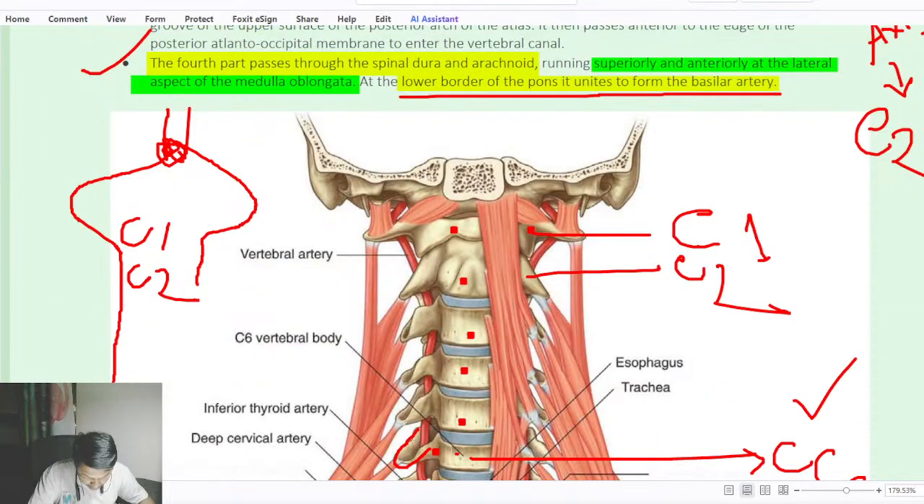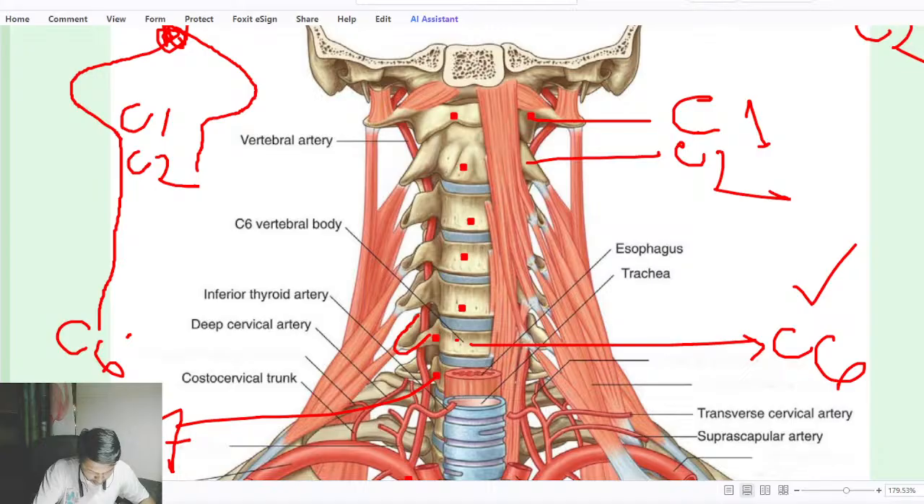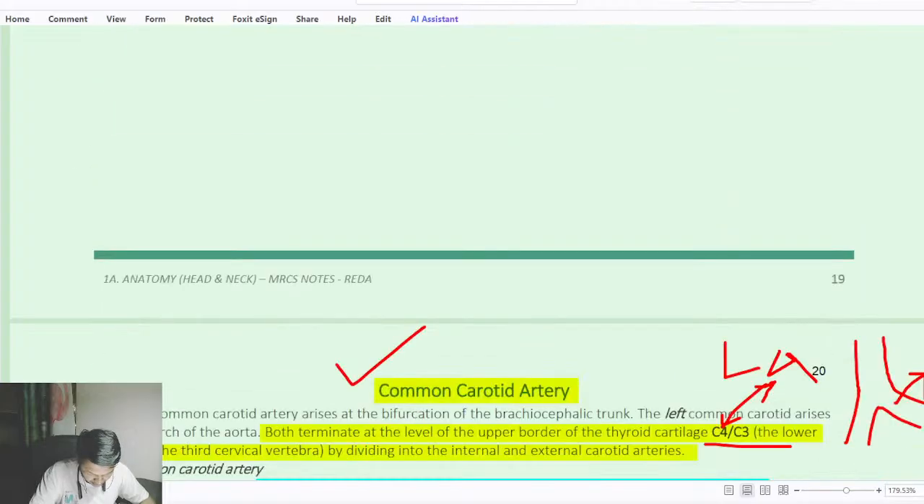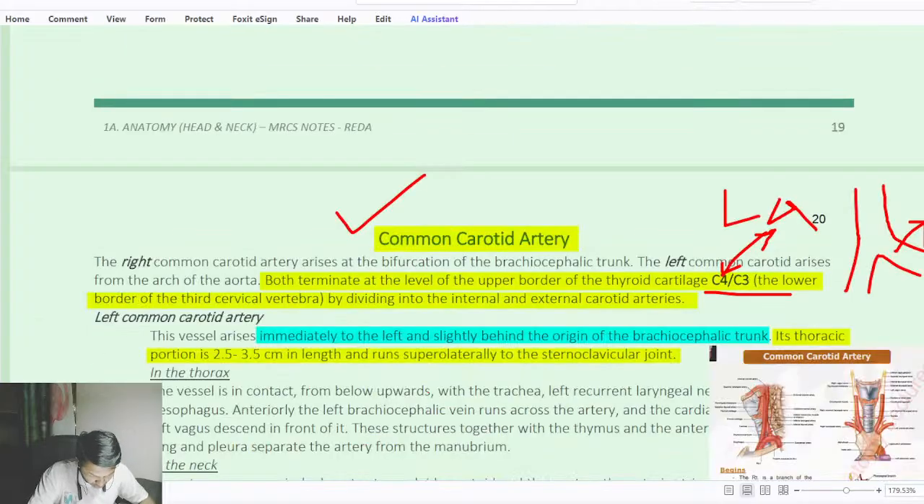Vertebral artery, at which level do they enter the transverse process? C6. Yes, C6. Common carotid artery, where does it bifurcate? L1, L4. No, that must be the abdominal aorta. You are partly correct, but not fully. If it is Part B, you will get a half mark.